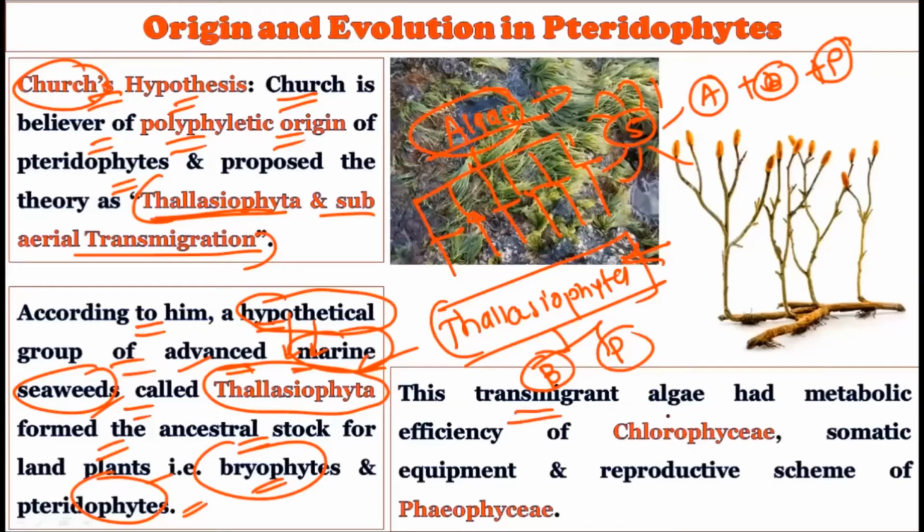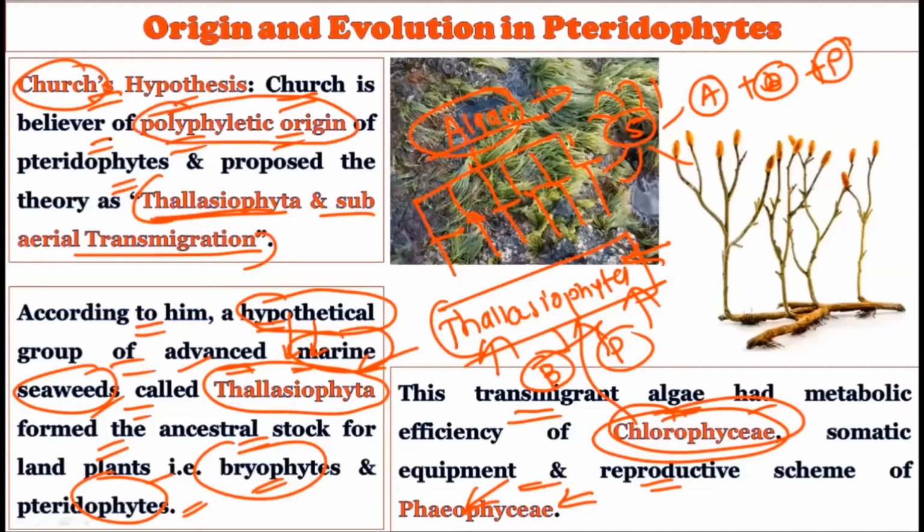Now, see, this transmigrant algae had the metabolic efficiency of the Chlorophyceae. Like the Chlorophyceae, such metabolic efficiency was present in this Thalassiophyta, while the somatic equipment and the reproductive scheme belonged to the Phaeophyceae. That is, the reproductive ways of this Thalassiophyta belong to the Phaeophyceae, while the metabolic machinery corresponds to the Chlorophyceae. That is why he has rightfully explained it as a polyphyletic origin, because not only the Chlorophyceae but the Phaeophyceae characteristics were also found in these Thalassiophyta.